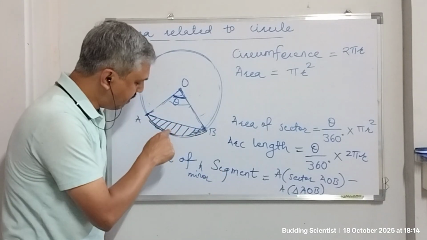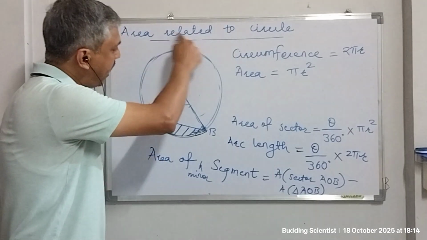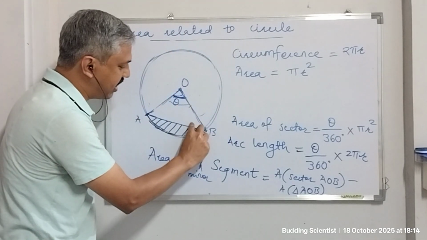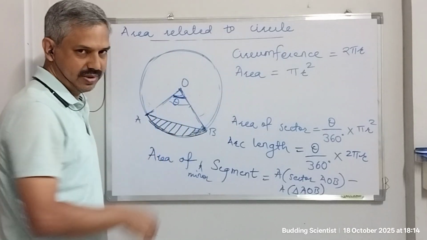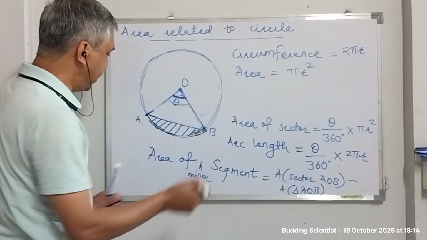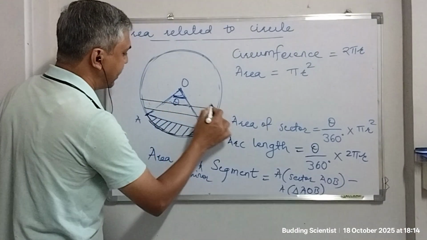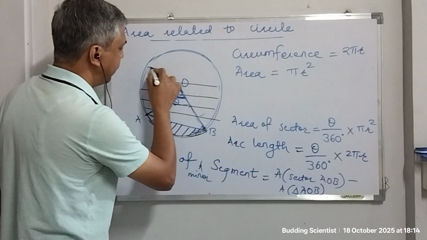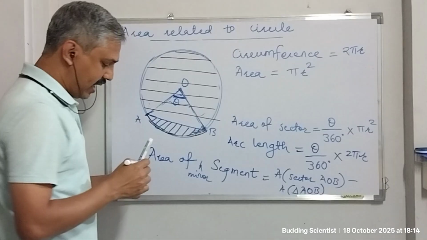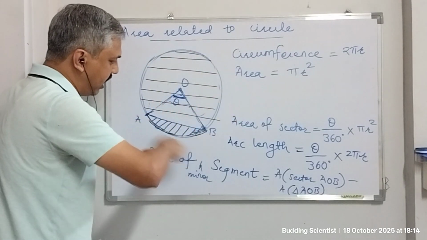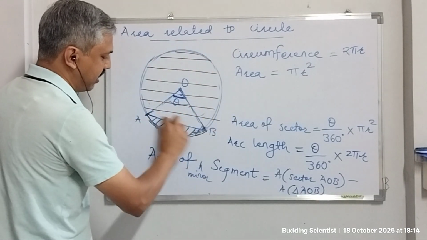If you know the area of the minor segment, then from the entire circle, subtract this area, and you get the area of the major segment. I hope you understand this. The major segment will be this. The area of the major segment is the entire area of the circle minus the minor segment.